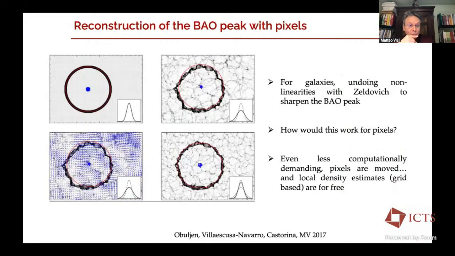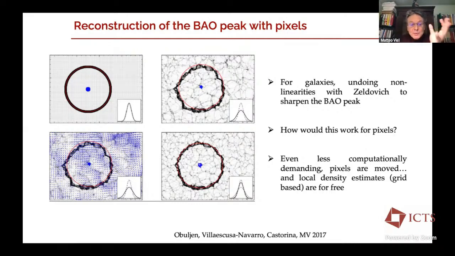And also, we wanted to be somewhat technical in a way, and provide also a method to reconstruct the BAO. You know that with galaxies, it's quite crucial to reconstruct, to undo nonlinearities, to sharpen the BAO peak, and to make the detection of the position of the peak very, very clear. And we did the same thing with pixels.